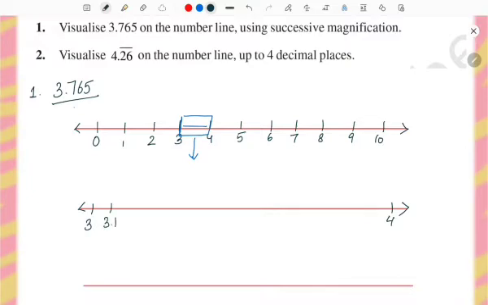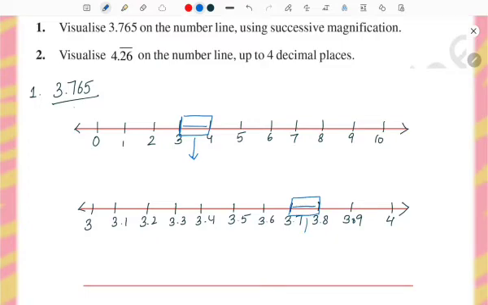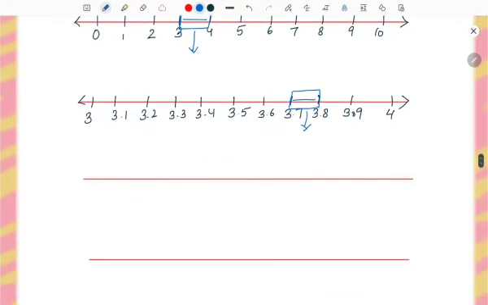The numbers would start from 3.1, 3.2, 3.3, like such. We have to mark 3.7. Now 3.76 is greater than 3.7 and less than 3.8, so it is going to lie here. Mark this area, put an arrow, go for the next number line, which will start from 3.7 and end at 3.8.